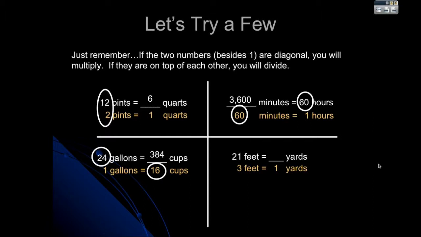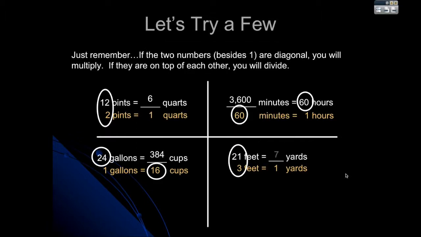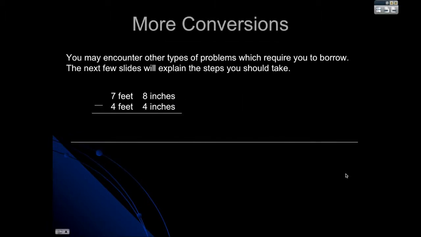Cover the 1. Are they diagonal or are they on top of each other? On top of each other. Everybody, what do we do? Divide. Oh my goodness. So 21 feet equals 7 yards.